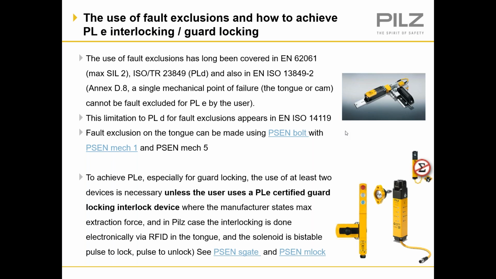To achieve PLE, especially for guard locking, the use of at least 2 devices is necessary unless the user uses a PLE certified guard locking interlock device, where the manufacturer states maximum extraction force, and in Pilz's case, the interlocking is done electronically, and we do this via RFID in the tongue. So the tongue itself has got RFID inside it, and the solenoid is bistable, so it's pulse to lock and pulse to unlock. And we do that in both our PS gate lock system and in the PCN M-lock.